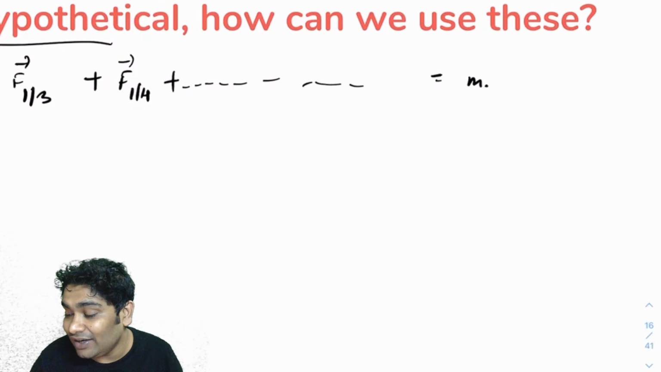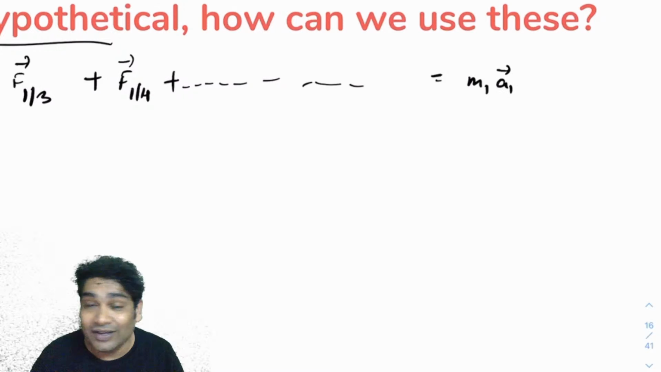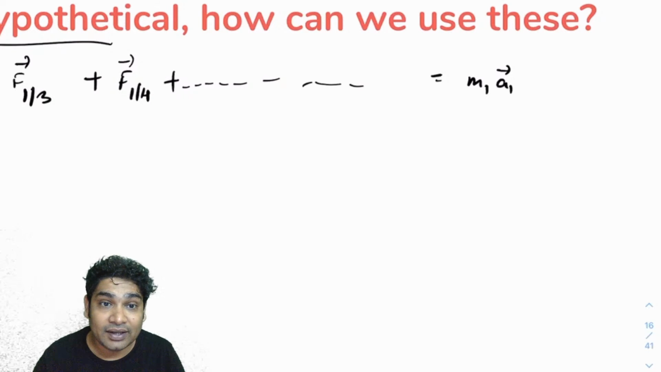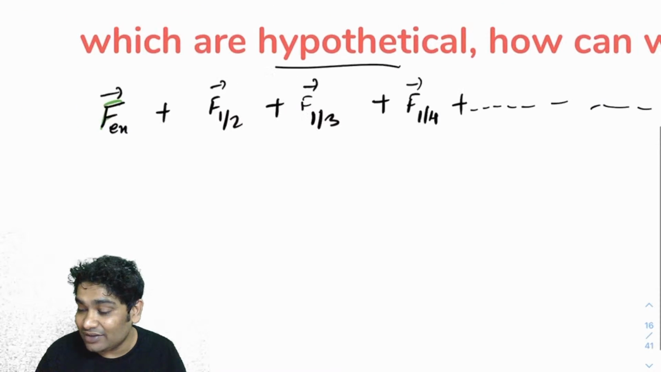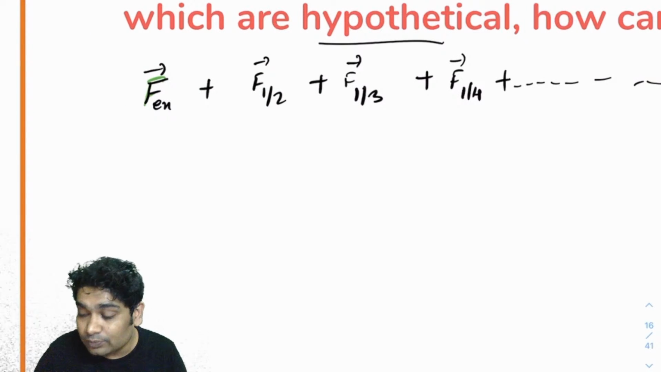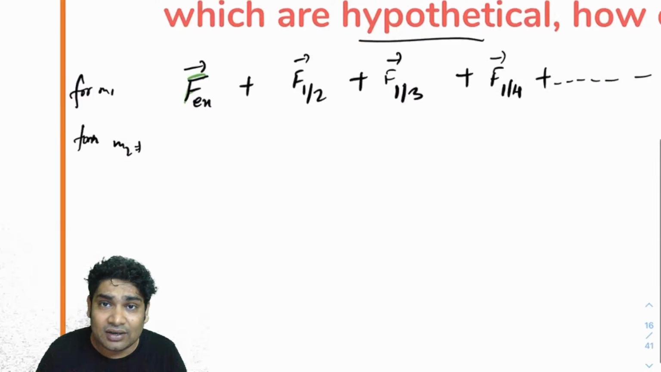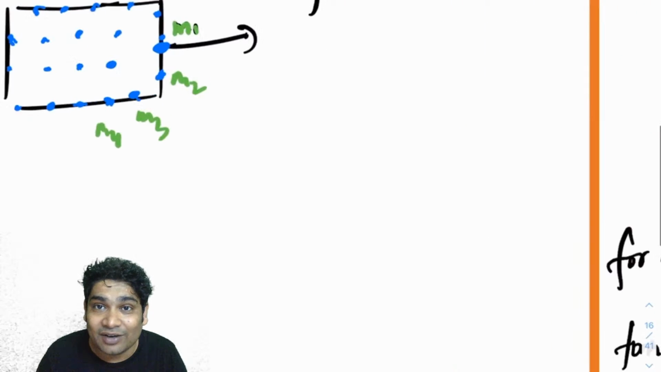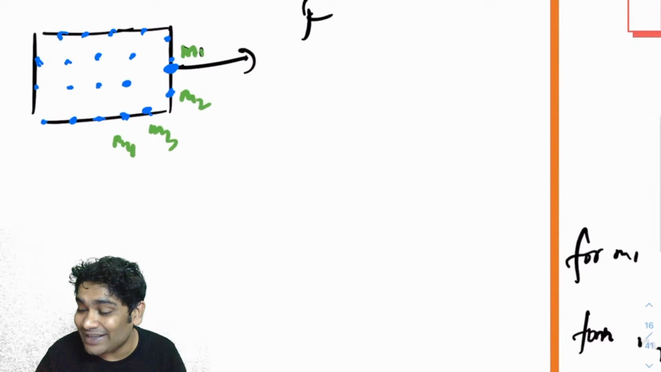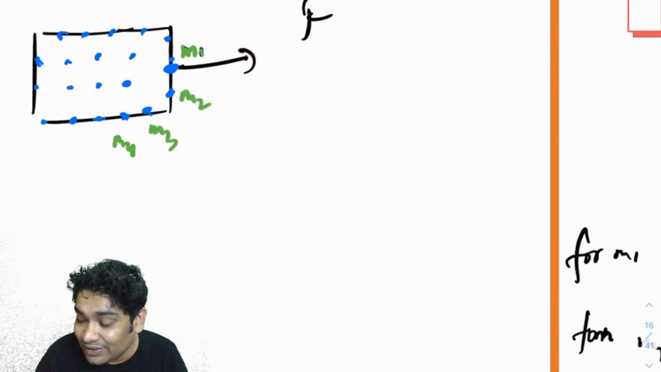This would be M1 A1, where A1 would be the acceleration of M1. Similarly for M2, so this is for M1. For M2, I can say that M2 doesn't have any external force acting on it. Let's take a look at M2. What is M2 doing? Here is your M2.